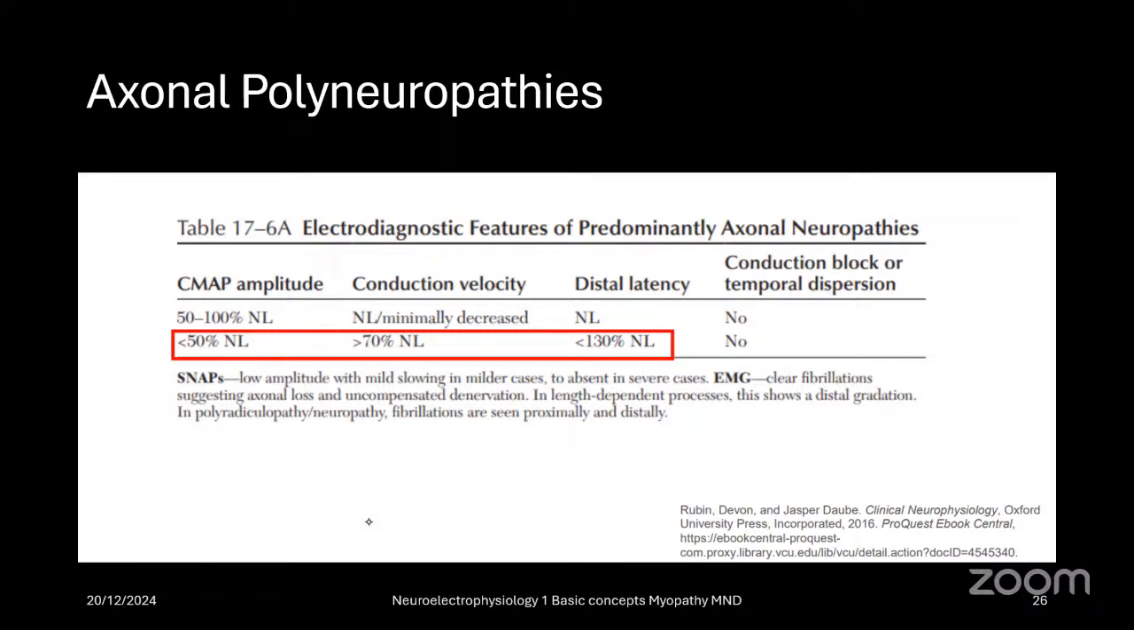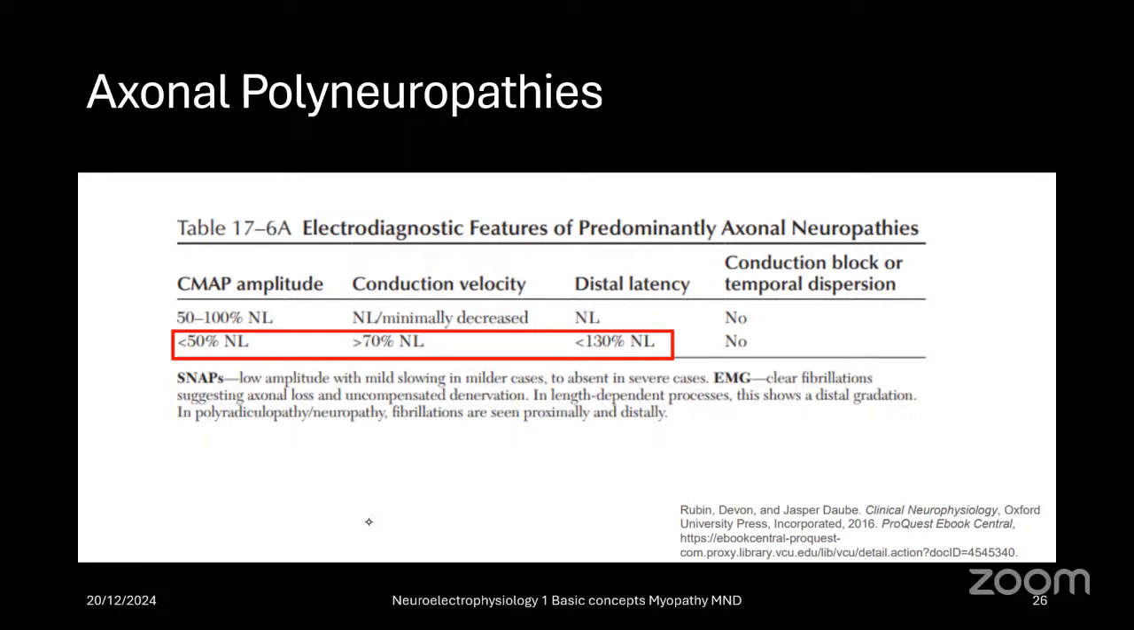The conduction velocity also has to be more than 70% of normal conduction velocity, and distal latency also to be prolonged to no more than 130%. So all these parameters are taken into consideration in declaring a particular abnormality. Now you just don't go by a small decrease here and say that it is axonopathy. You have to have clear-cut parameters. Low amplitude with mild slowing in milder cases to absent in severe cases. In that case, then you do EMG, where you can see fibrillations, which also suggest axonal loss, uncompensated denervation.